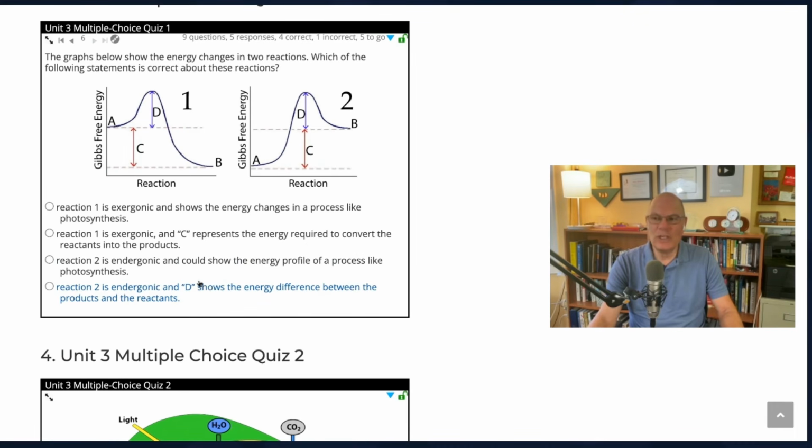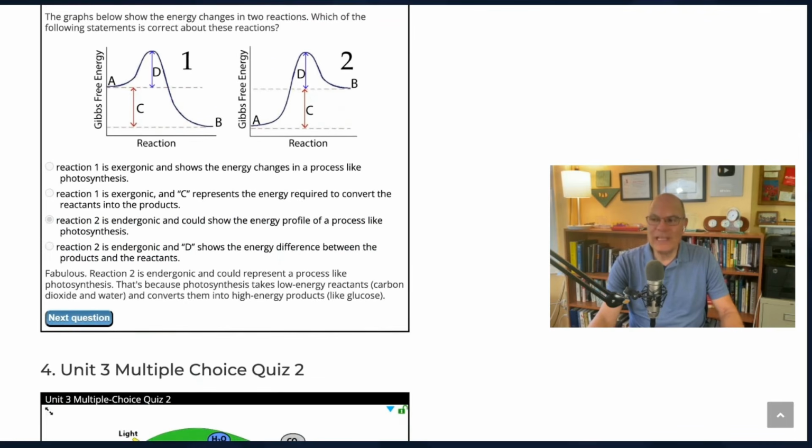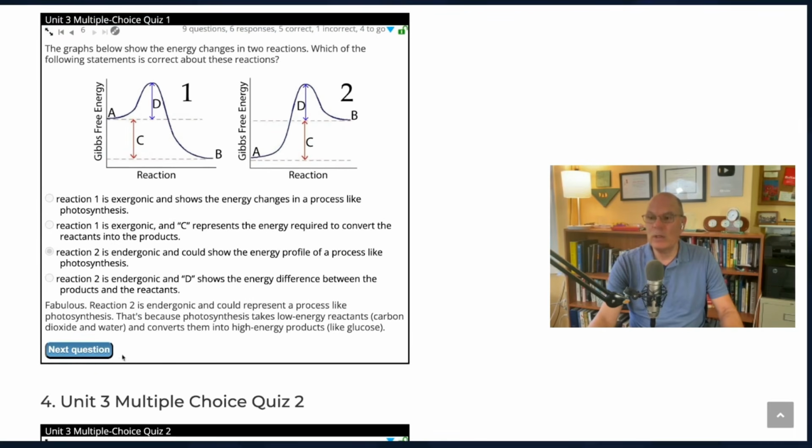The answer to this question is the third choice. Reaction 2 is endergonic and could represent a process like photosynthesis. That's because photosynthesis takes low energy reactants, carbon dioxide and water, and converts them into high energy products like glucose.